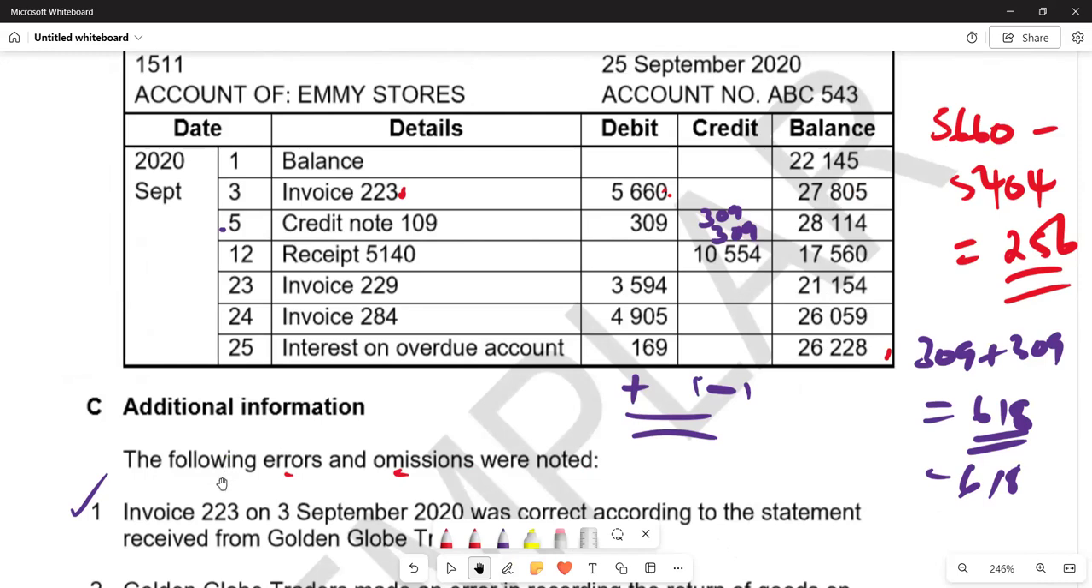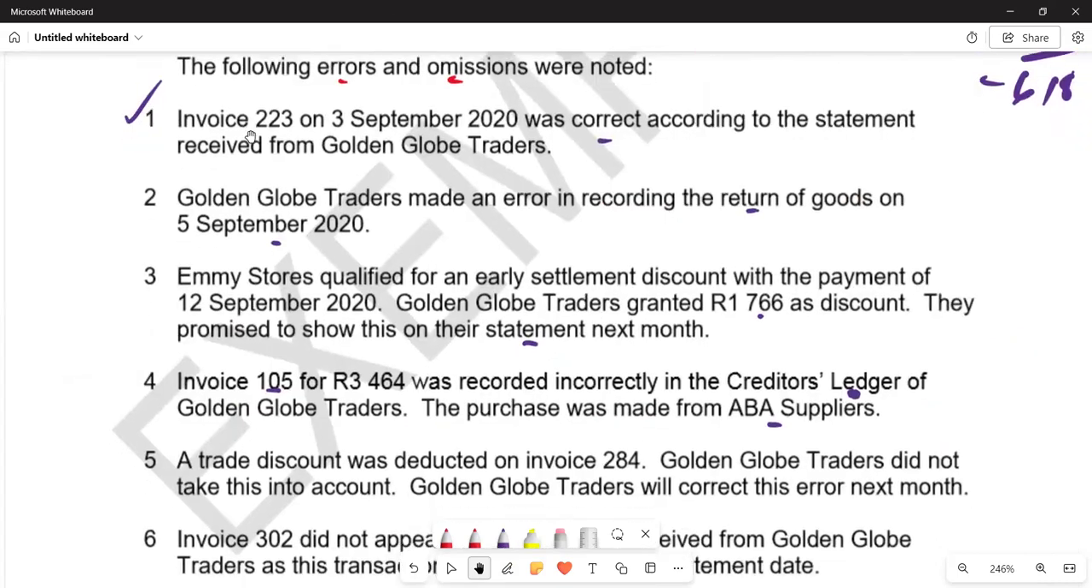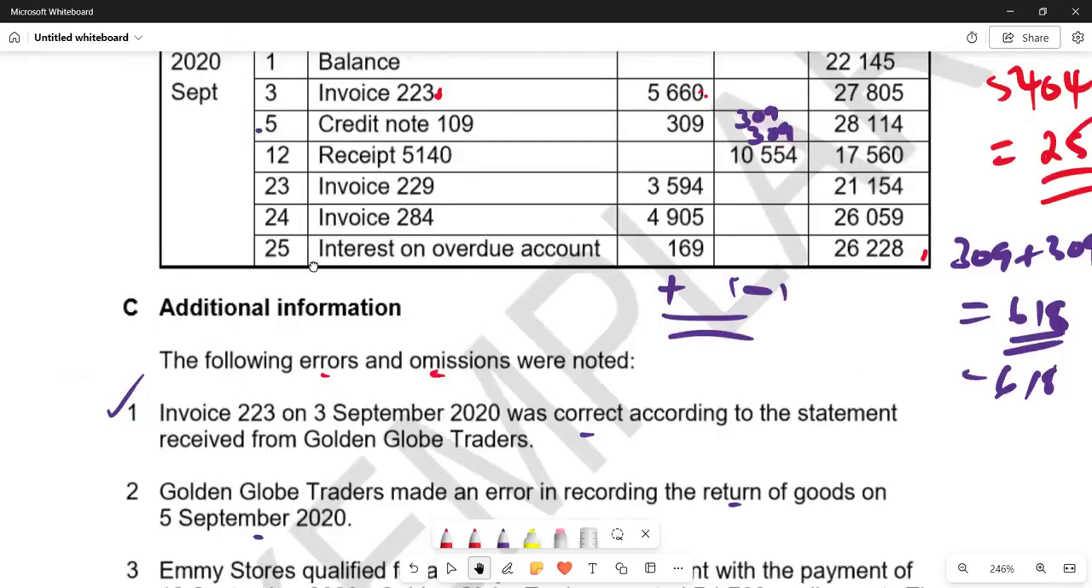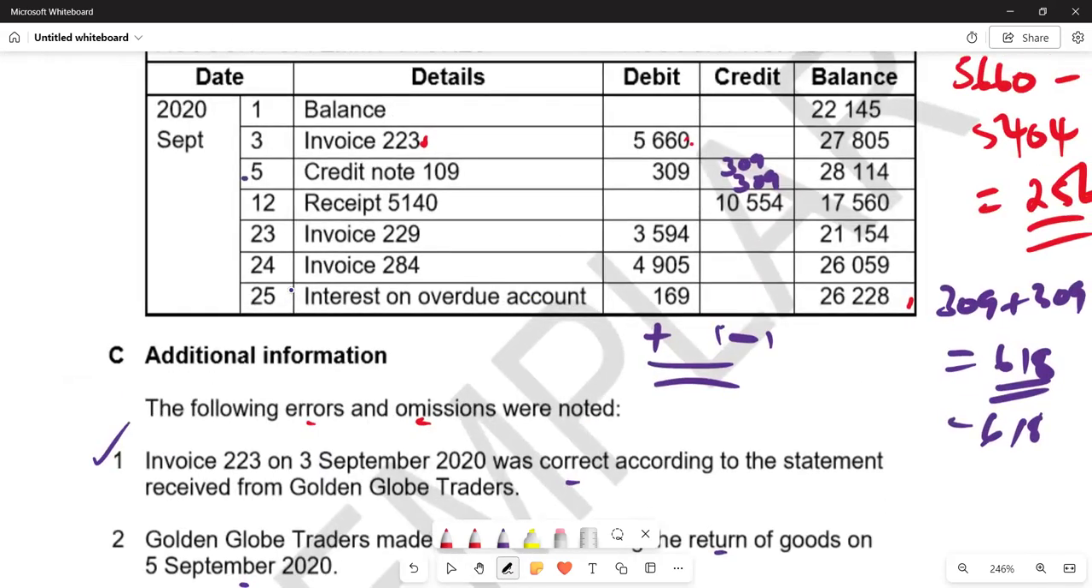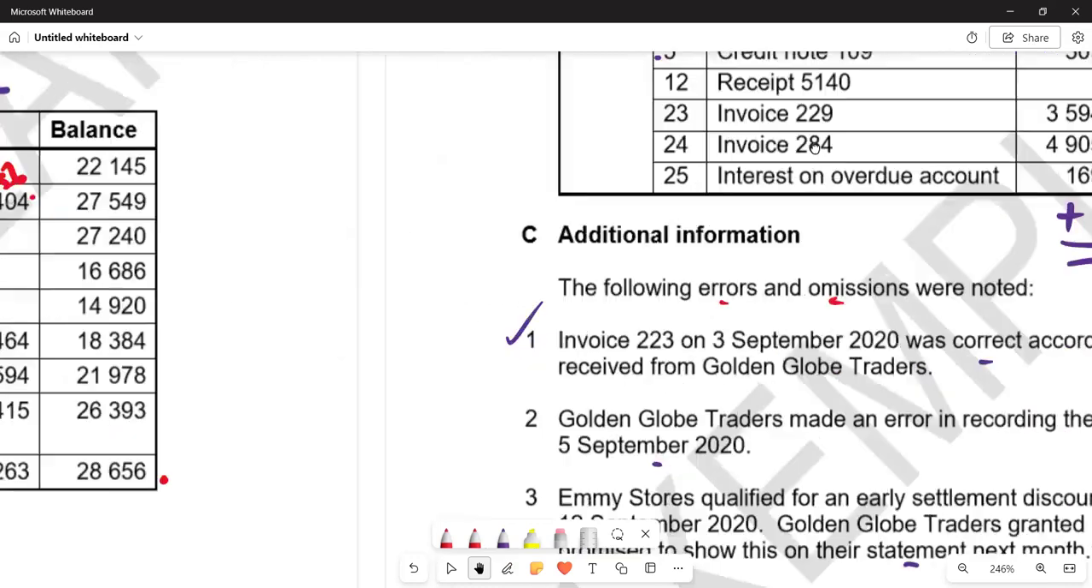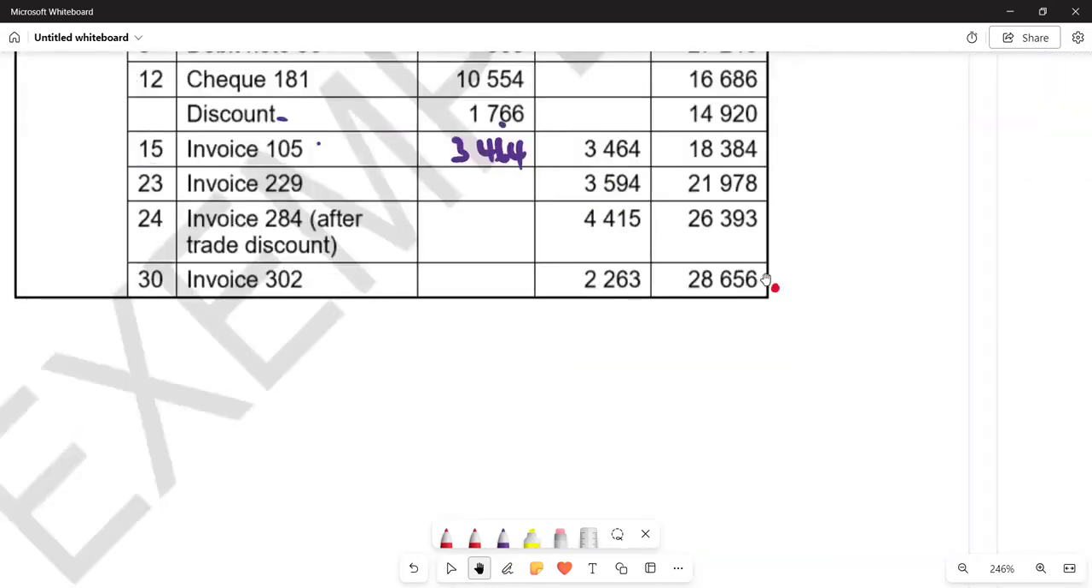And this is our invoice number 284. So 284, you've got here is showing as 4,905. So we've got 4,905. And then this one is 4,415. That is the ledger and the statement.